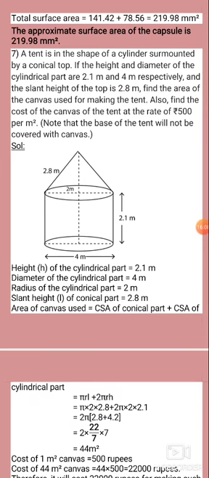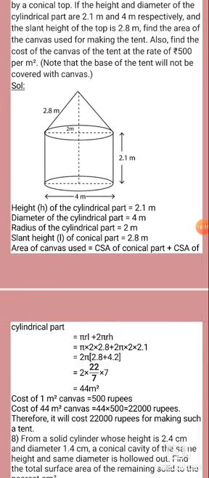Now cost of 1 meter square of canvas is 500 rupees. So cost of 44 meter square of canvas is what? 44 into 500 is equal to 22,000 rupees. Therefore, it will cost 22,000 rupees for making such a tent. Clear?